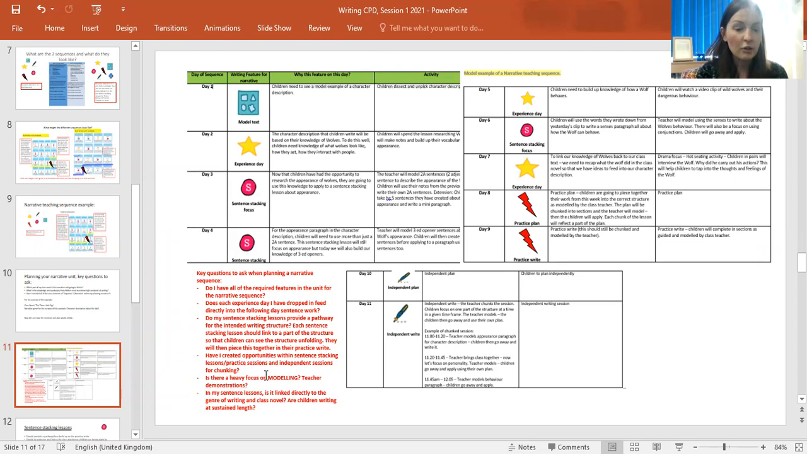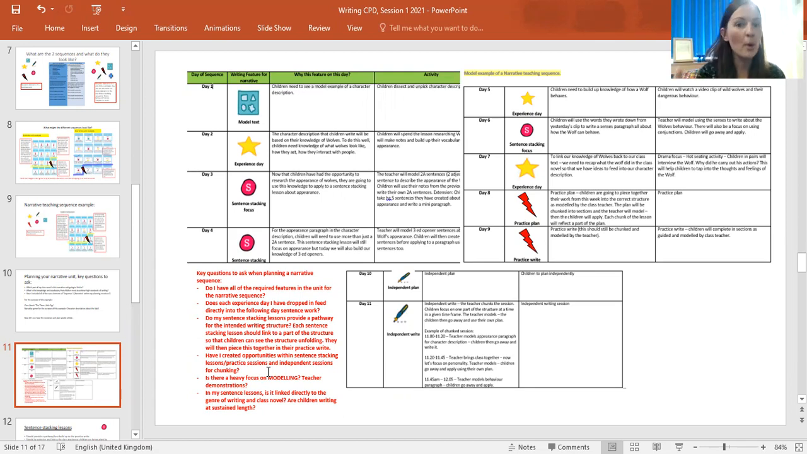Have I created opportunities within sentence stacking lessons and independent sessions for chunking? That's really important. That's a big difference to what it is now. So there's got to be chunking in those sentence stacking lessons. There's a huge emphasis now on the teacher modelling. And there's a wealth of videos on the interactive writing channel where you can see me modelling things. I'm not saying they're the best, there's lots of great practice across school, and that's what I was saying earlier. I really hope to, at some point, begin to build on that platform more. But it's just opportunities for you to see somebody else doing it in action.